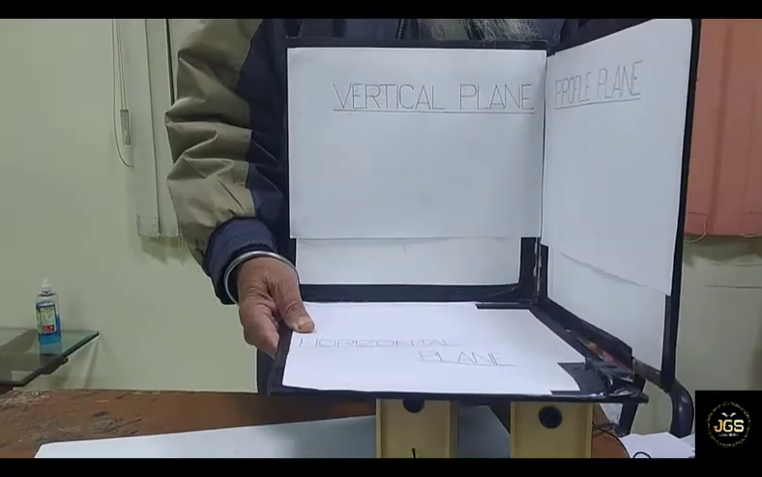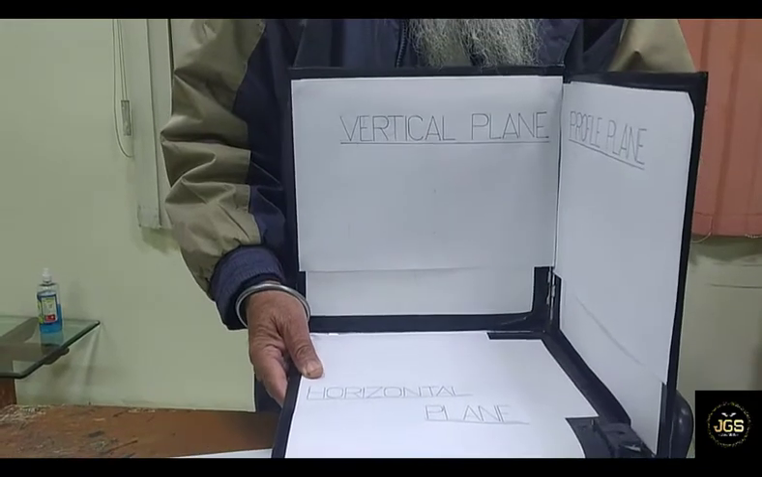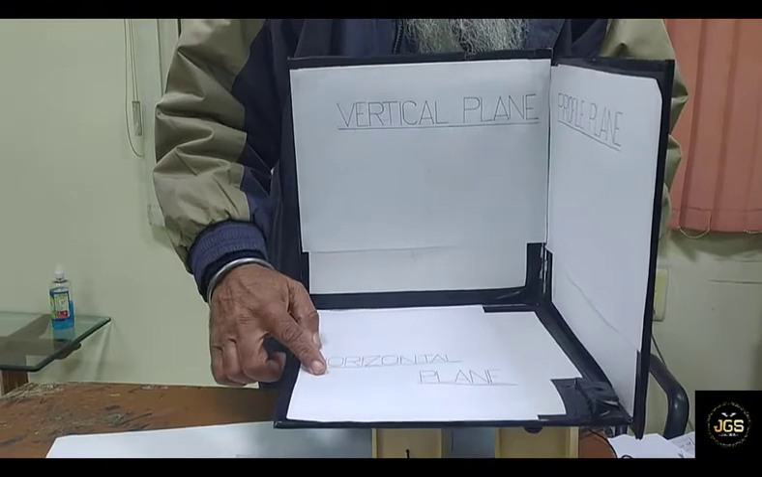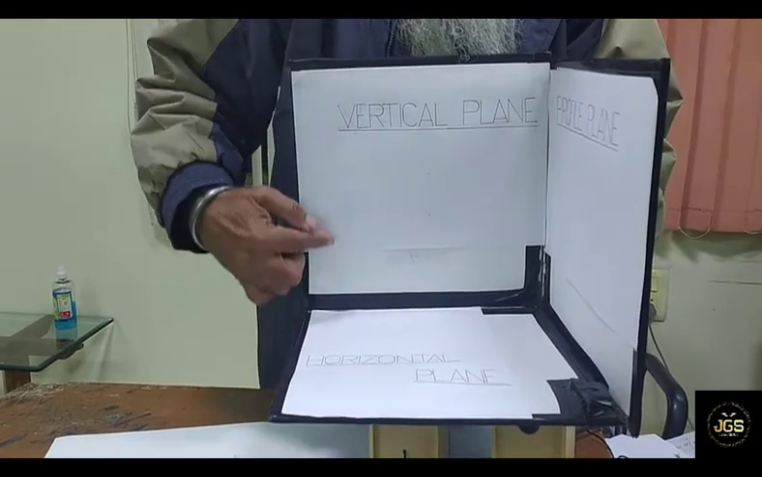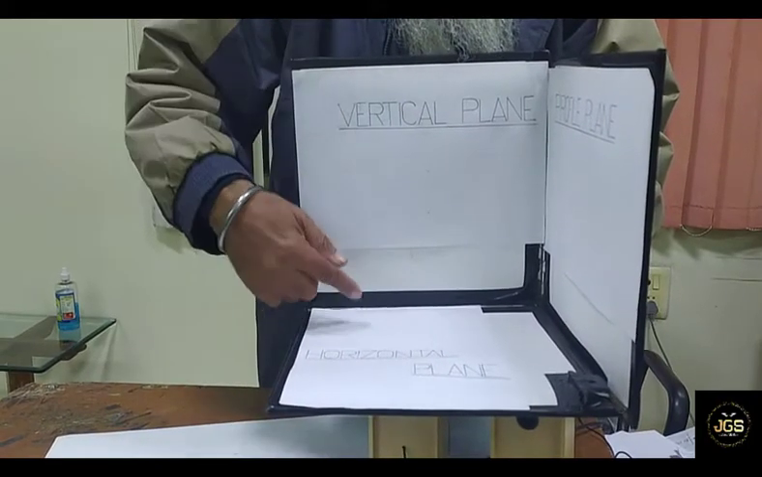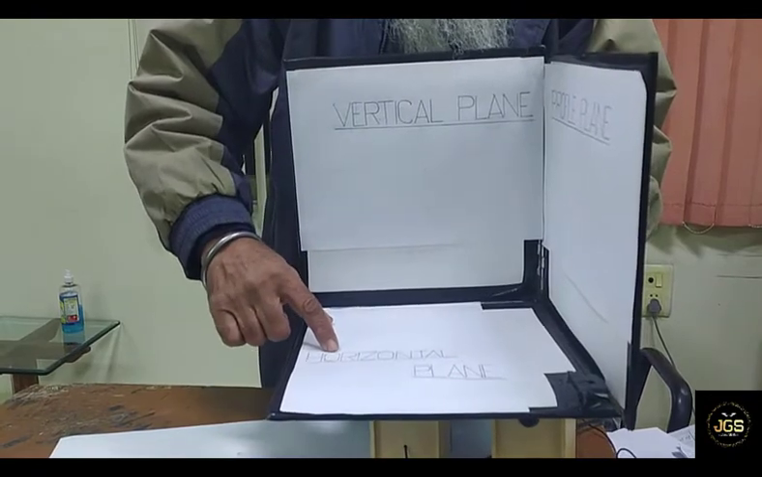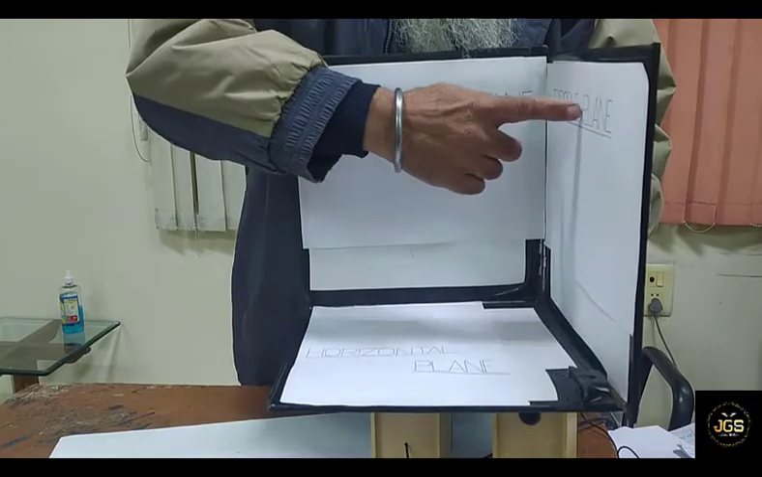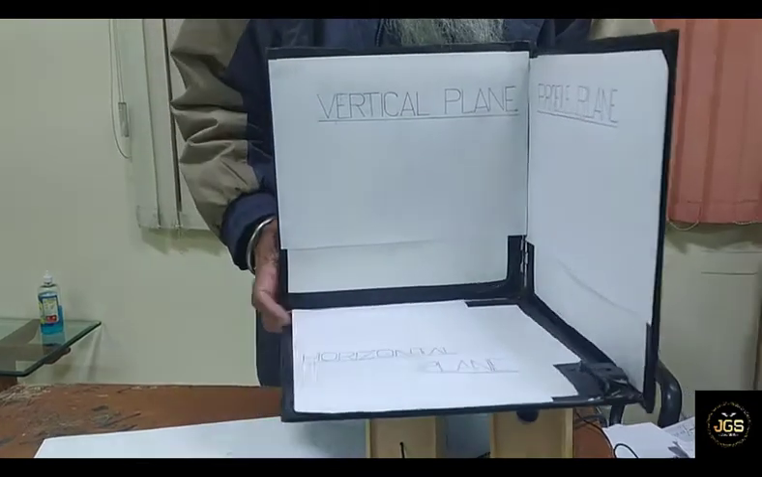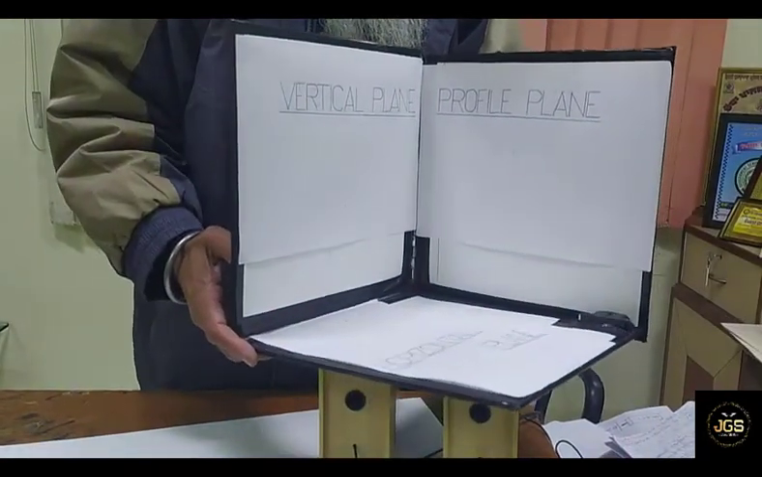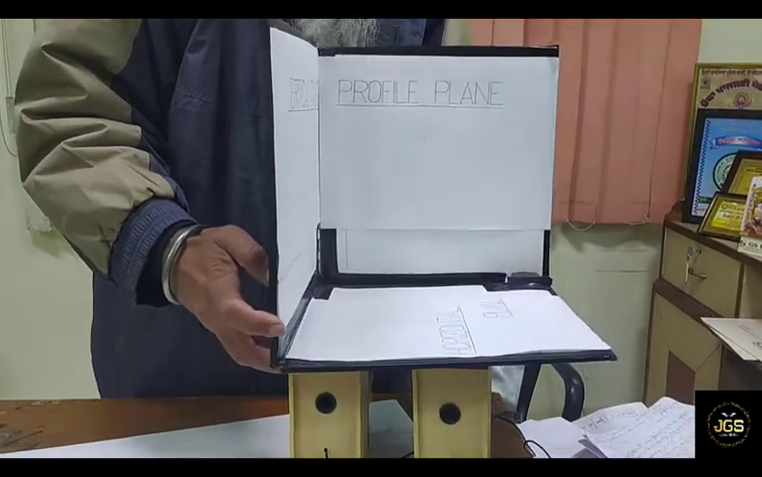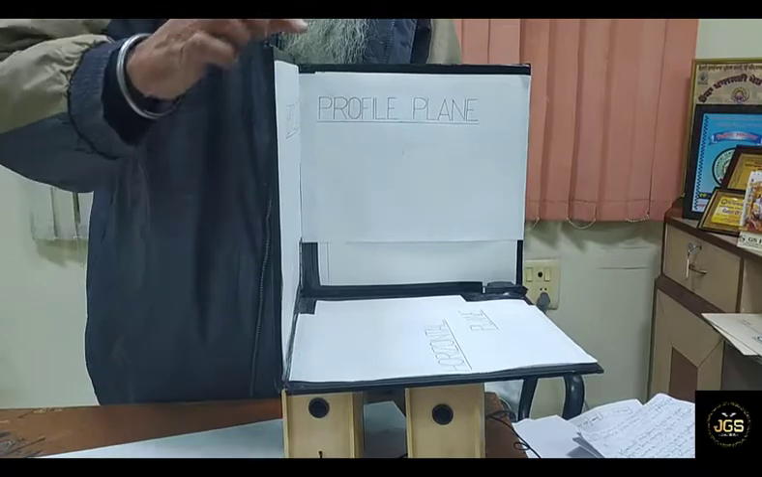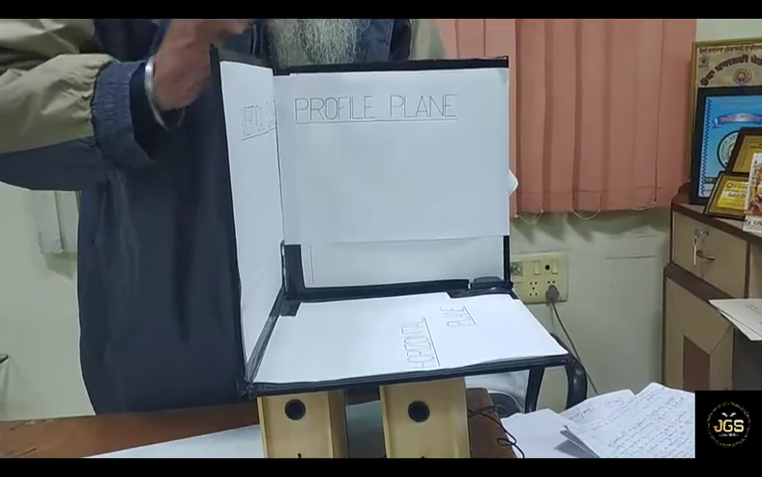So in orthographic projections, these three planes will play a very important role. Horizontal plane, at right angle to this is vertical plane, and at right angle to both of these is my profile plane. You can see over here, this is horizontal plane, this is vertical plane, and at right angle to these is my profile plane.